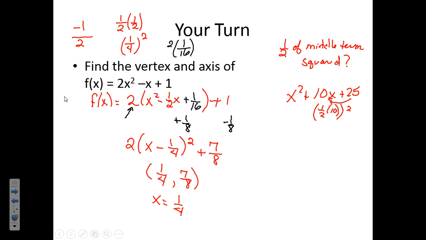Absolutely. So we started out by factoring our negative 1 to get a negative 1/2. We took the 2 out. That left me with this guy in front, and then I have to take half of that. Half of 1/2 is 1/4, and then I square it to get the 1/16. Just like over here, if I was looking at this guy, half of 10 is 5, and 5 squared gives me my perfect square.